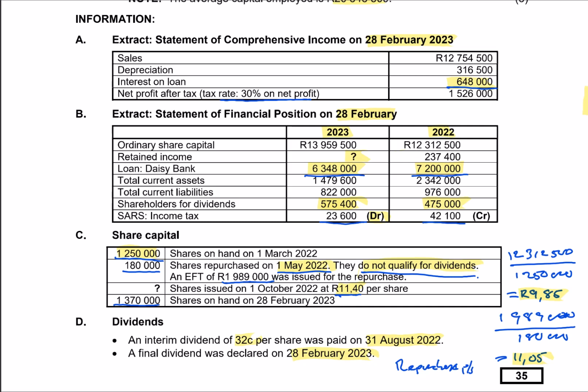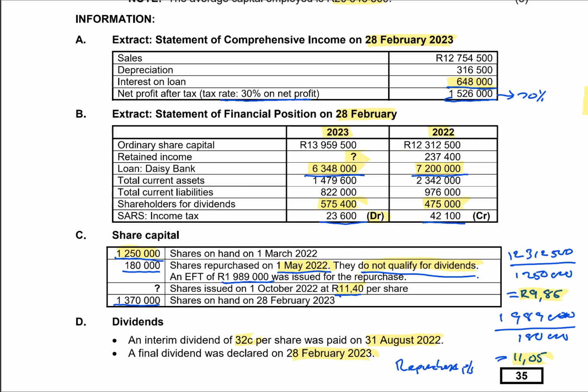So what we need to do is calculate the 30%. That is part of the 70%. Remember, this figure here represents 70%, because our tax rate is 30%. So our net profit is 70% of profit before tax. So we need to calculate our 30%, income tax for the year.